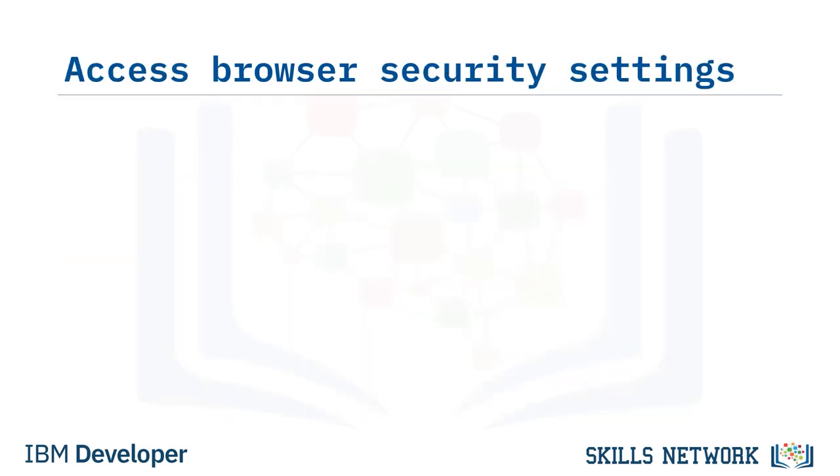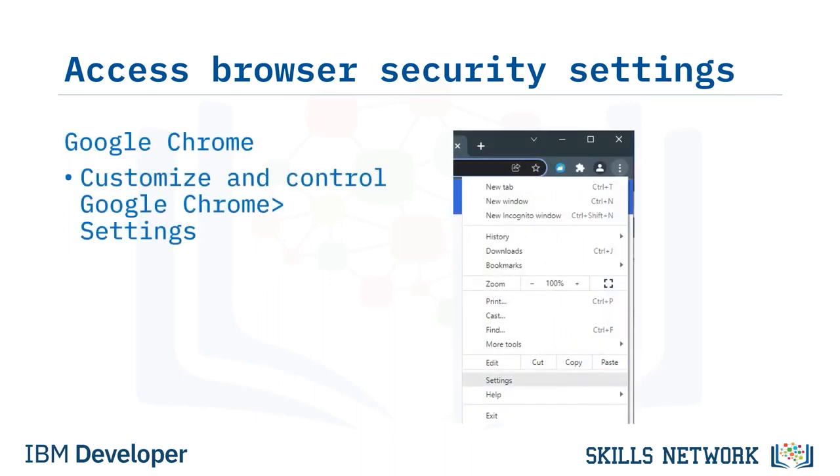The method for accessing security settings in each web browser is slightly different, but most of them offer similar kinds of settings to enforce security and privacy. For example, in the Google Chrome web browser, to access these settings, you select the Customize and Control Google Chrome button. That's the vertical 3 dots in the top right corner, and select Settings.